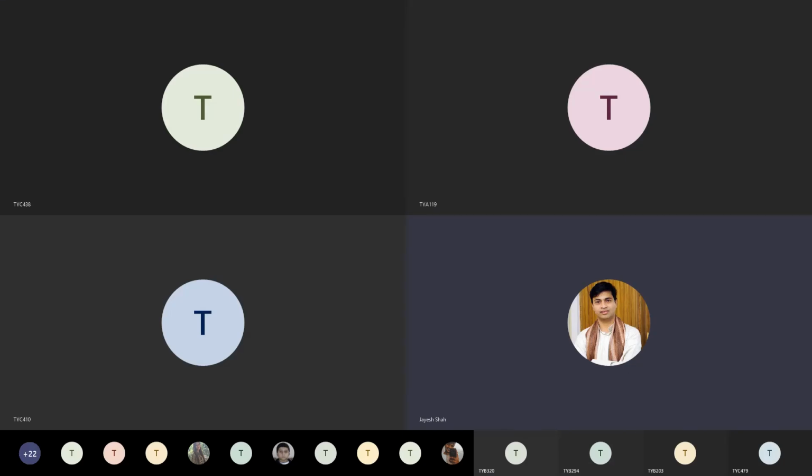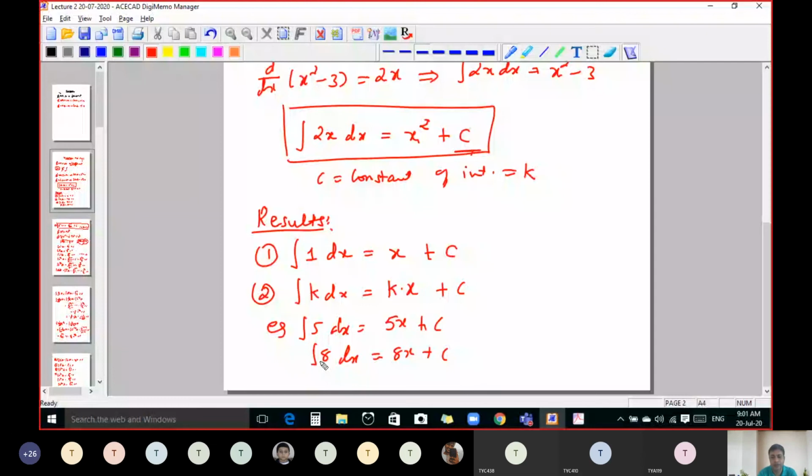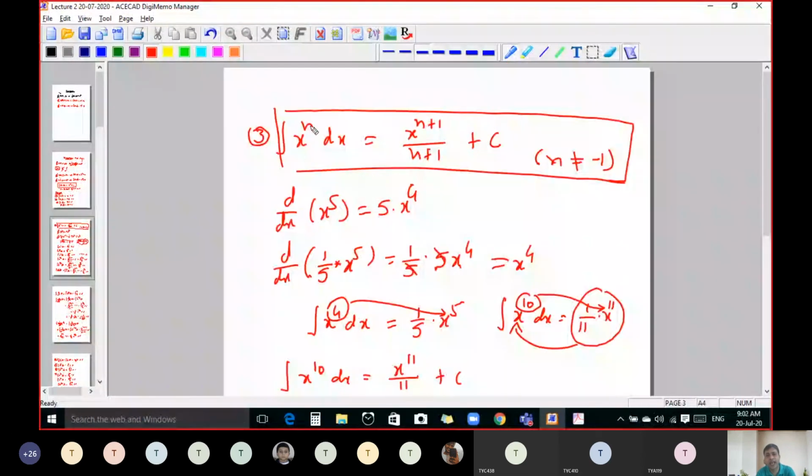Integration of 8 is 8x. Integration of x raised to n, where n is anything, the answer is x raised to n plus 1 divided by n plus 1. That means the new power of x, plus a constant. But this formula is not applicable if n equals minus 1.